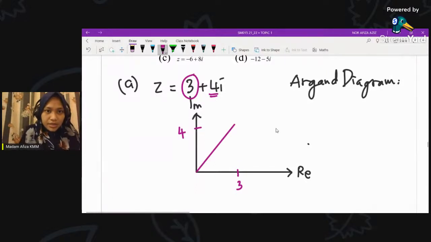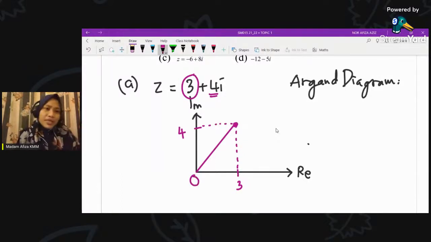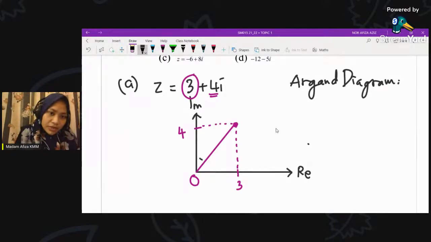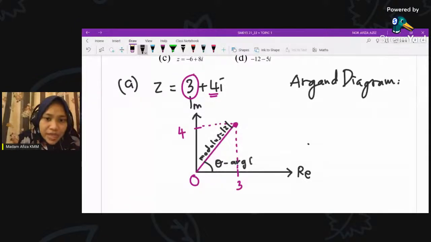So sini, point kita kat sini. Okay. So dia akan macam tu. So ini kita punya origin. So modulus, okay, modulus is this length. Ini modulus. Kita denote dia sebagai simbol modulus, Z conjugate. Dan ini adalah angle di mana kita panggil dia sebagai argument of Z.